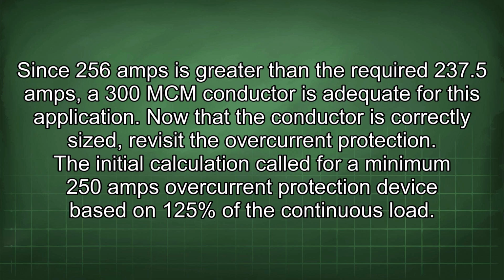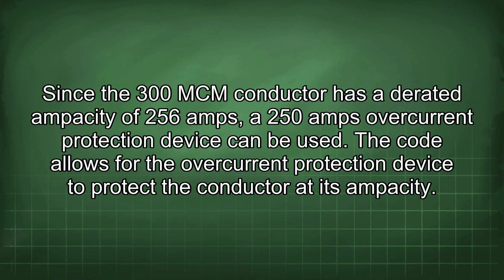Now that the conductor is correctly sized, revisit the overcurrent protection. The initial calculation called for a minimum 250 amps overcurrent protection device based on 125% of the continuous load. Since the 300 mcm conductor has a derated ampacity of 256 amps, a 250 amps overcurrent protection device can be used. The code allows for the overcurrent protection device to protect the conductor at its ampacity.